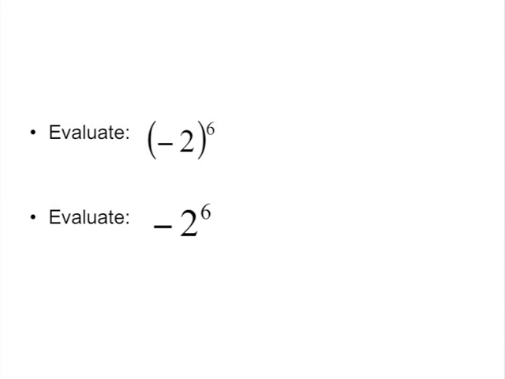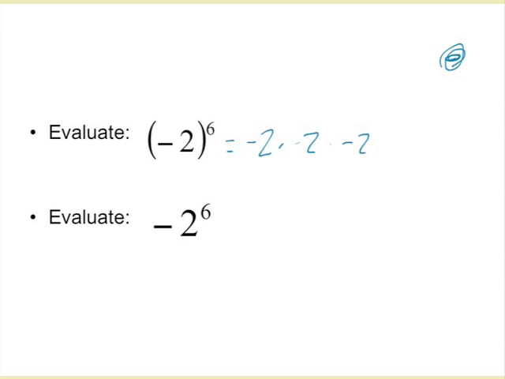Go ahead and do these two. Okay, so in the first one, that negative is included in the multiplication. So I have 6 negative 2's all multiplied together. So 6 negatives makes a positive, and then those 6 2's makes 64. Whereas in the next one, I just have the 1 negative and then 6 2's. So that one gives me a negative 64.